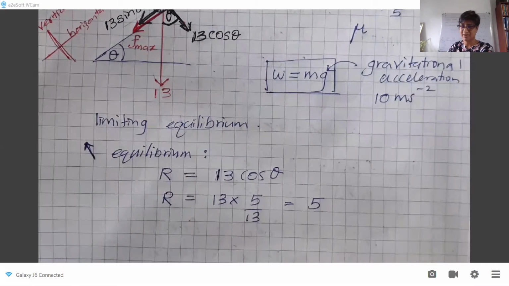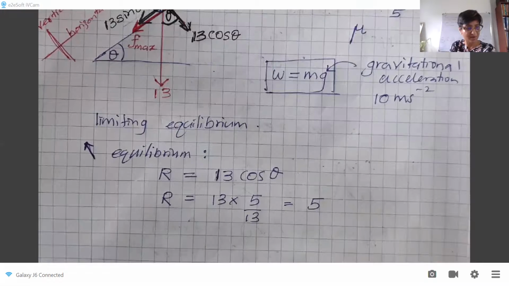Now, they didn't ask me to find that, but I'm doing it anyway, because I'm going to need that to find what they want me to find, which is mu. I'm not even looking at the question. I'm just doing what I'm supposed to do here. I know it is in equilibrium, then I apply the equations for vertical equilibrium and horizontal equilibrium.